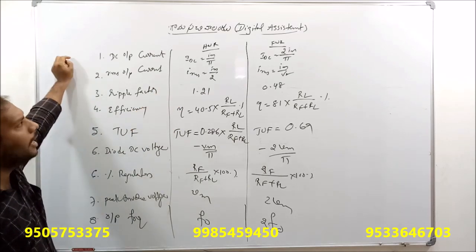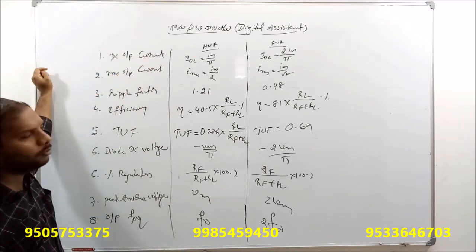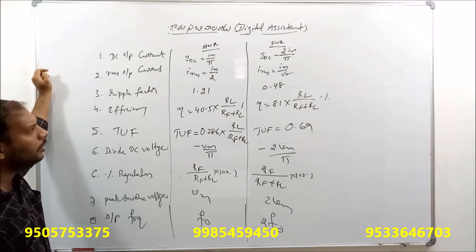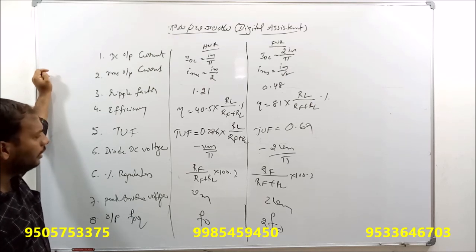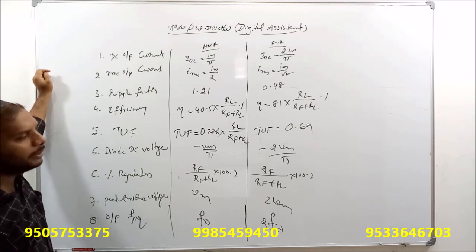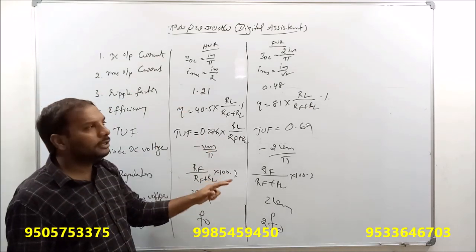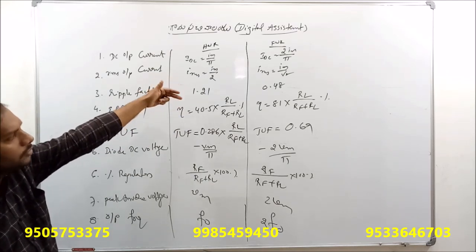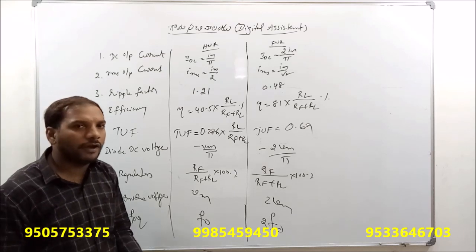Directly, these questions will be asked. This is the DC output current, IDC equal to Im by pi, 2Im by pi, and the RMS output current Im by 2, Im by root 2, and you have the ripple factor 1.21 and 0.48, and the diode DC voltage minus Vm by pi, minus 2Vm by pi. So you have to memorize all these formulas, and if they give some Im values or RMS values, you need to calculate the efficiency and the transformer utilization factor like this.